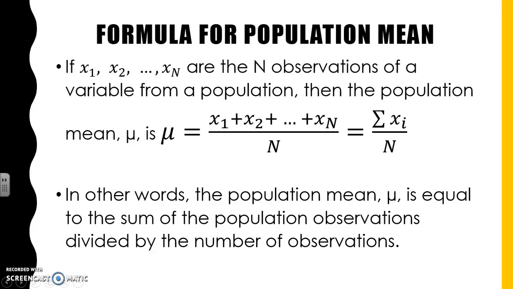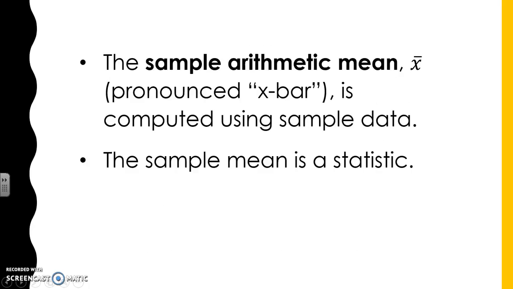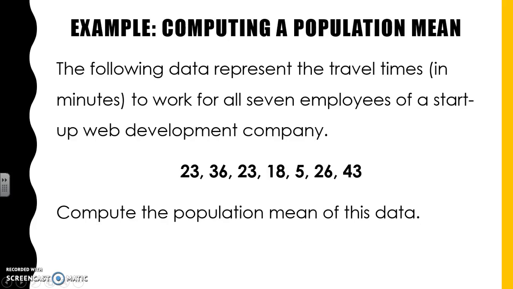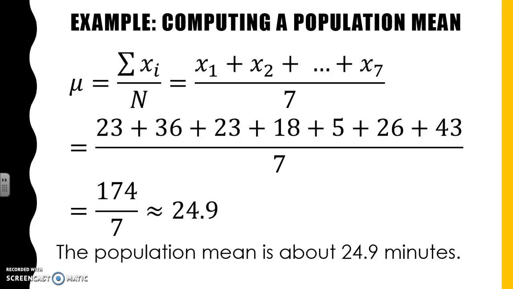So we have mu is equal to the sum of our data values divided by the capital N. This is the Greek uppercase letter sigma, which just means to sum up. So we're summing up all the x sub i's there. And then our sample mean is x bar. That's computed using sample data, and it is a statistic, right? Because it's a numerical summary of a sample. You can see the same formula there, except we have lowercase n. We'll go through some examples in more detail later on. So you can see the computation there by hand.